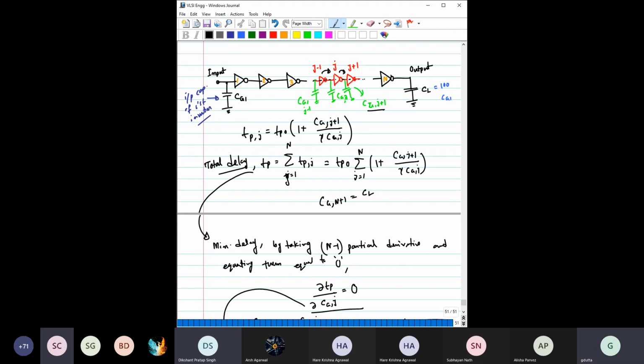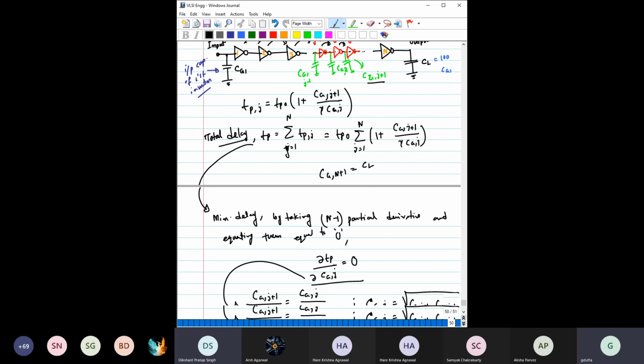So r to the power n minus 1 should be equal to CL by CG1. Yeah, I think you are in the right direction. Basically, you are saying we know what the scaling factor is for each case, and we also know what the total fan out is, that is, CL by CG1. So if we know the scaling factor for each stage, and how many stages there are, then we should be able to find that factor, right?